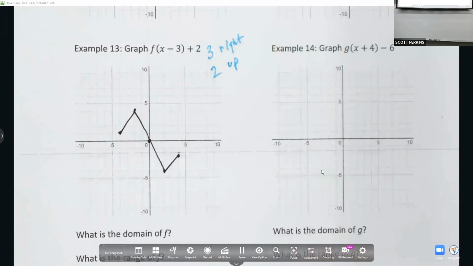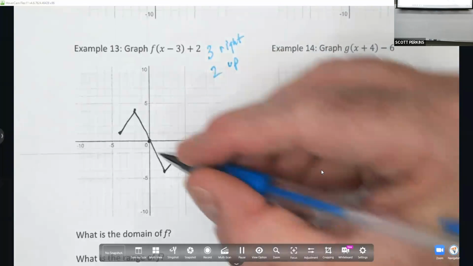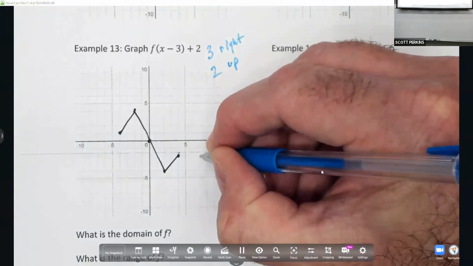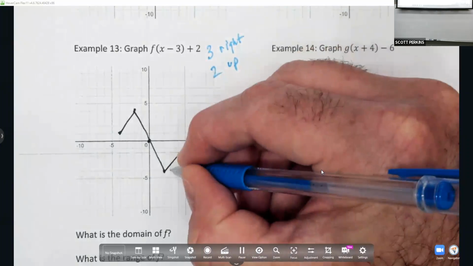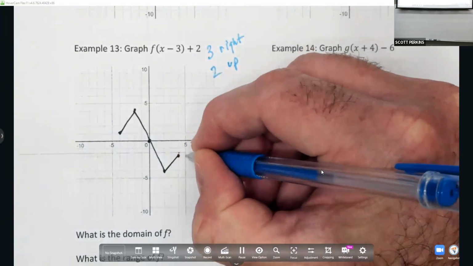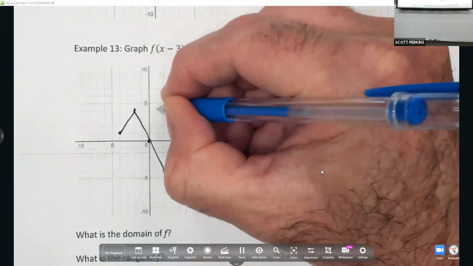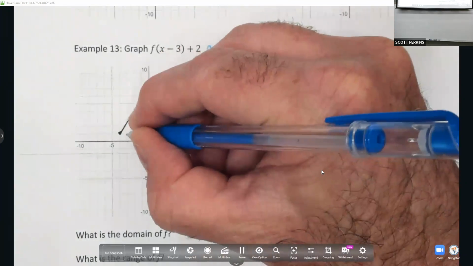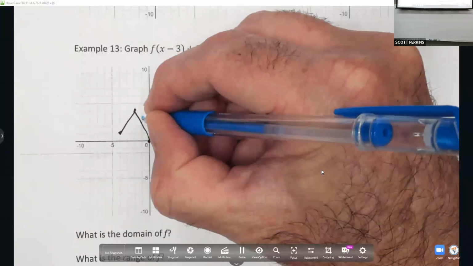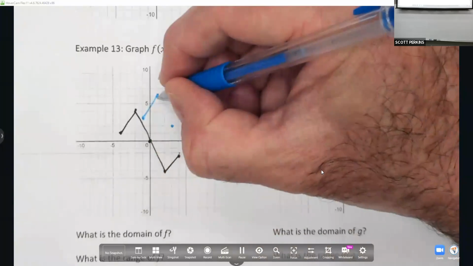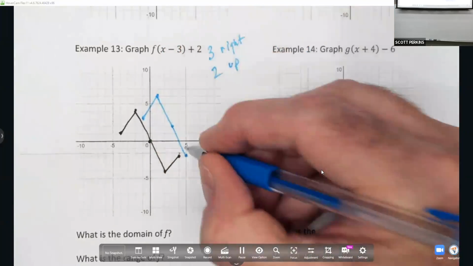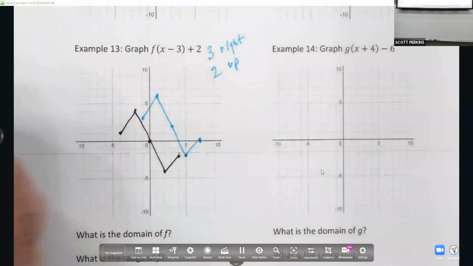Great. So I'm going to take each of the points and go 3 to the right and up 2. So this end point, 1, 2, 3 to the right and up 2, 3 to the right, up 2, 3 to the right, up 2, 3 to the right, up 2, and finally 3 to the right and then up 2. And then here's my new graph. We've done both a horizontal and a vertical change.